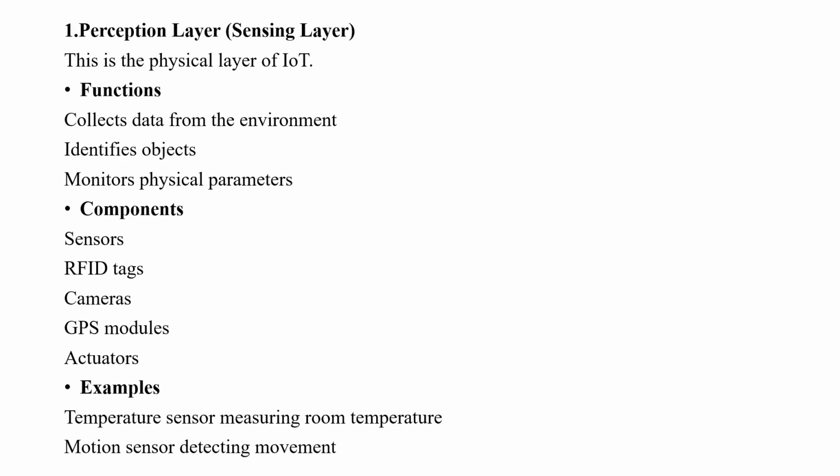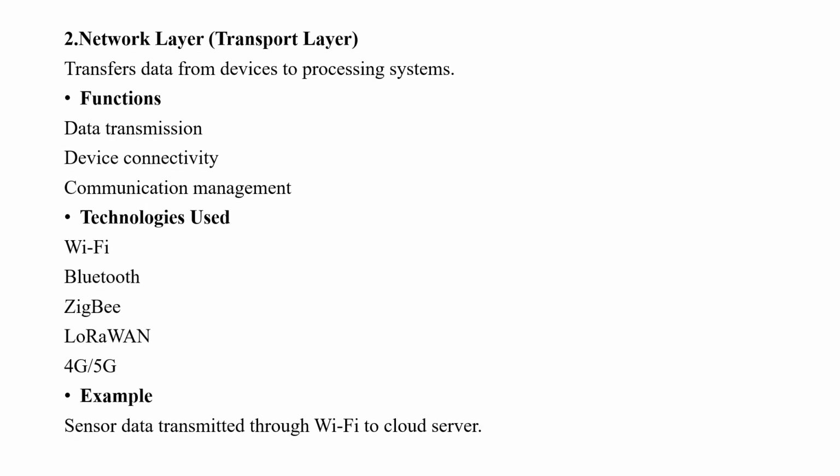The first layer is the perception layer or sensing layer, that is, the sensors. Here we are using sensors, so this layer is known as the sensing layer. It collects data from the environment, identifies objects, and monitors physical parameters. The main components are sensors, cameras, GPS modules, actuators, etc. For example, a temperature sensor measures the room temperature, a motion sensor detects movement, and GPS informs the live location.